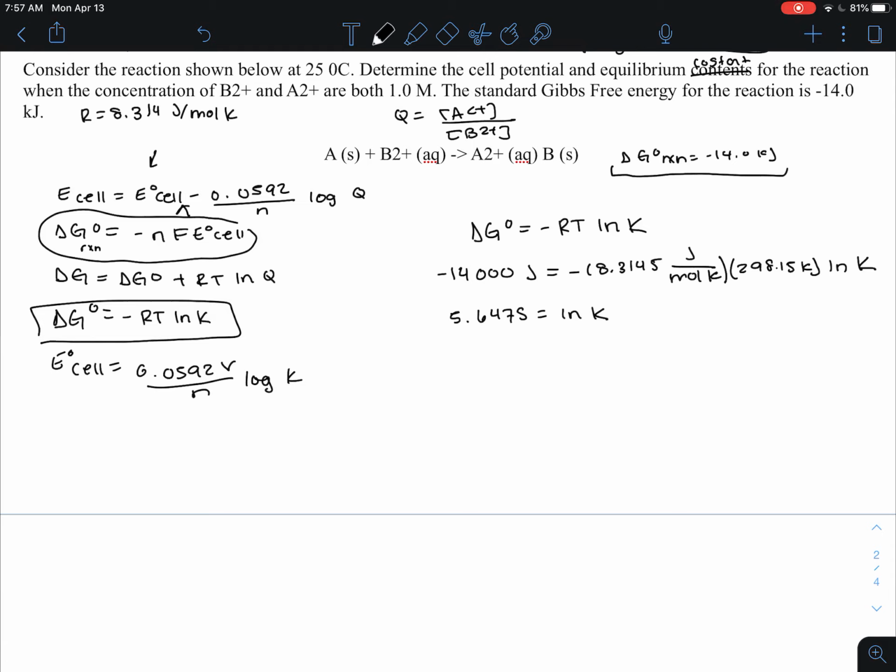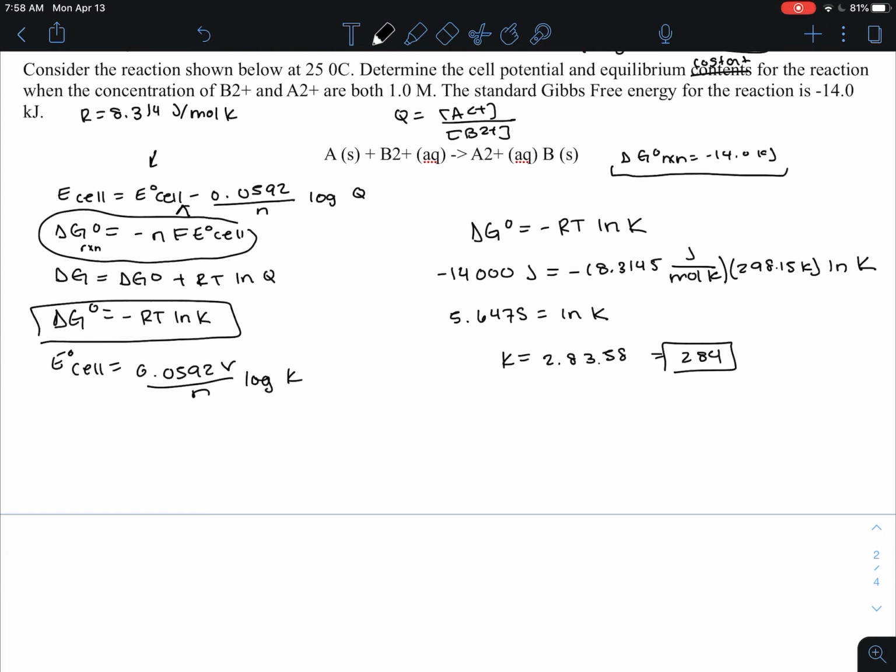Now how would I get rid of ln? You take the E, right? And then K is equal to 283.58. We want 3 sig figs, so 284.